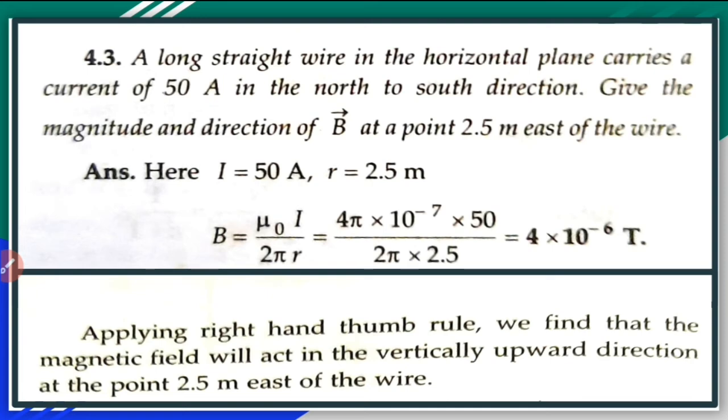So you have to use your right hand. Keep the thumb in the north to south direction, then curl the fingers of the right hand. What is the direction shown by the fingers at that point 2.5 meter in the east direction? That direction gives you the direction of the magnetic field. You will get it as upward. It is emerging up.